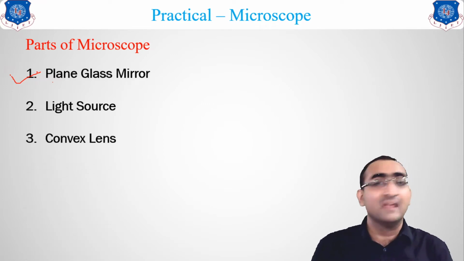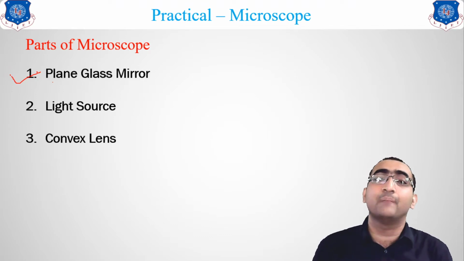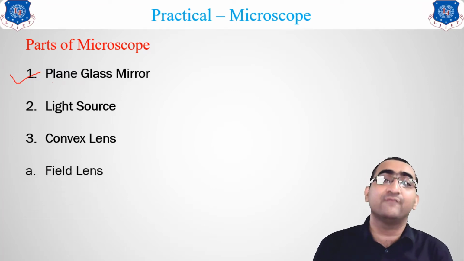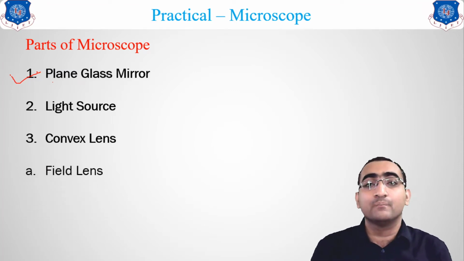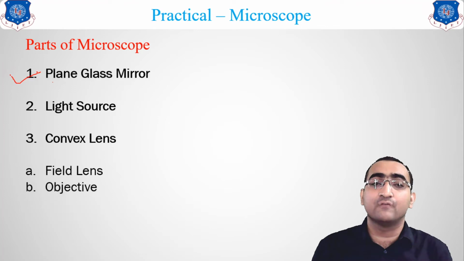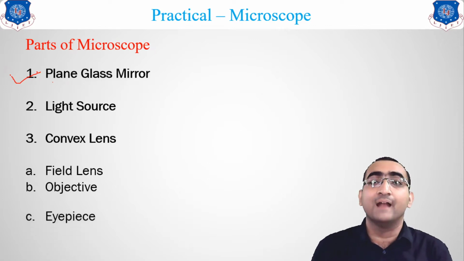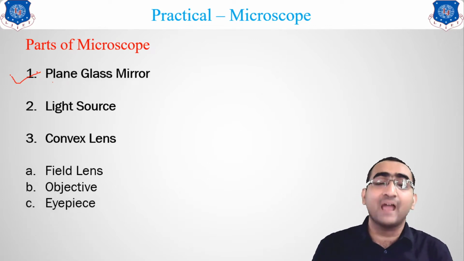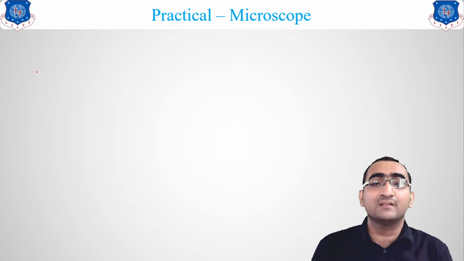The third one is the convex lenses. We use three types of convex lenses inside the microscope. The first is the field lens, which is placed where the source of light is. The second convex lens is known as the objective, which is placed near the object. And the third one is the eyepiece, which is kept near the eye. These are the different parts of the microscope.